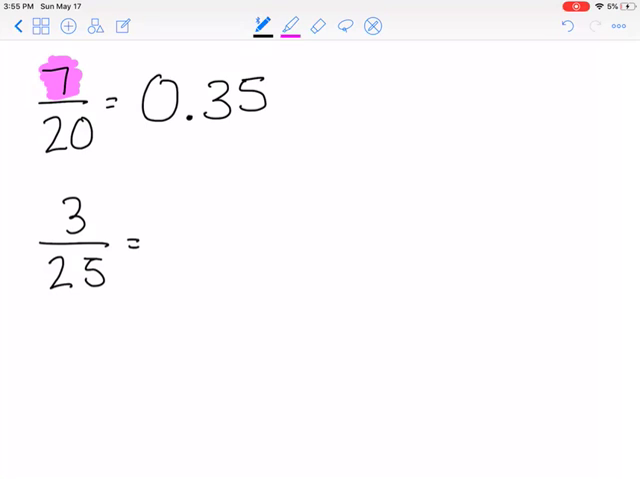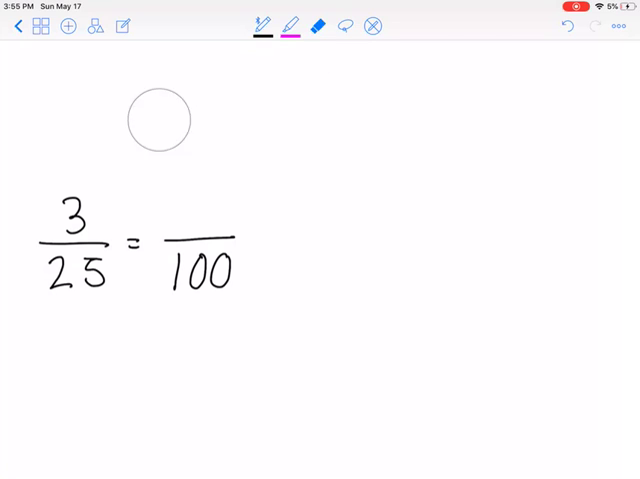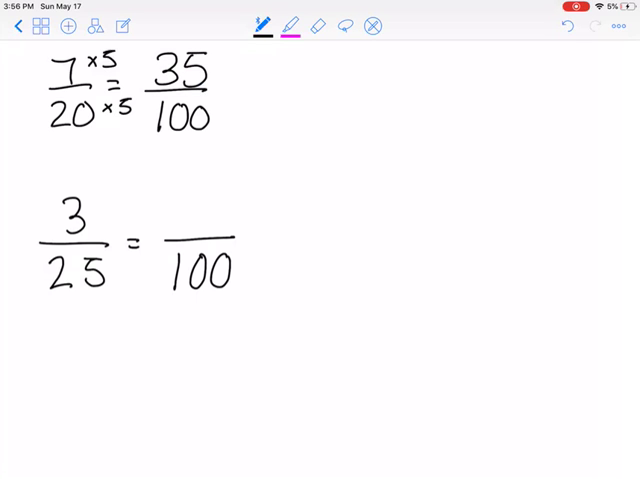Okay, if you had 3/25, I'm going to try to change this into hundredths. And actually, you can solve this making an equivalent fraction. So if you did 7/20 and you changed it to hundredths, what times 20 would give you 100? Well, 20 times 5 would give you 100. And 7 times 5 is 35, and you get 35 hundredths.